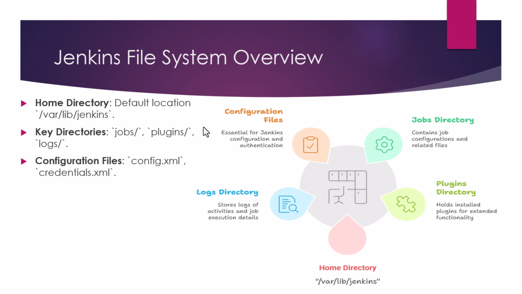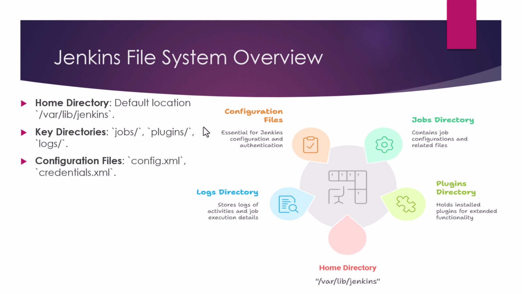Let's break it down. The jobs directory contains all of your job configurations and related files. Each job gets its own subdirectory inside the folder where Jenkins stores the information about builds, logs, and configuration. The next is the plugins folder, which holds all installed plugins, enabling Jenkins to extend its functionality. And the logs directory is where Jenkins stores logs of its activities, errors, and job execution details.